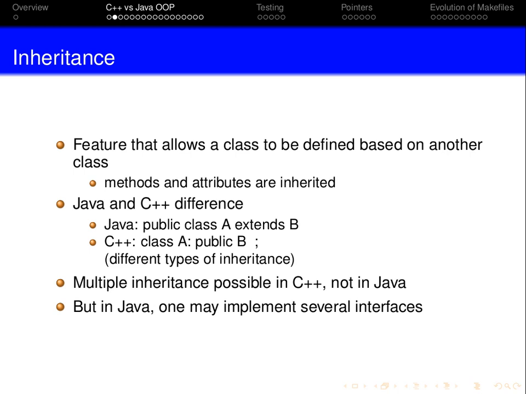Inheritance. Methods and attributes are inherited. The difference is mainly syntactical. In Java, you would do public class A extends B. In this one, you do class A and then colon public B. There are different types of inheritance. You can do public B, private B, or protected B. Private B doesn't really make too much sense. So just stick with public B, and that's going to be the same thing for now.